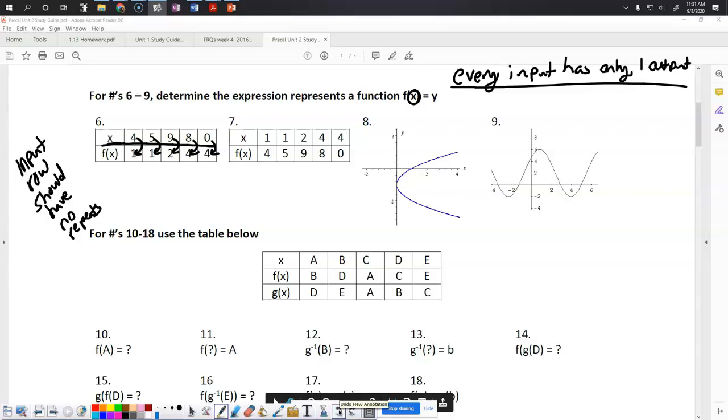Now when I look at number 7, when I look at my input row, I see that 1 is written twice. And that means that when x equals 1, the output can be 4 or 5. So that is not a function. So anytime you have repeated input values, then that's going to be a no. So this one's not a function, f of x equals y. And this one is a function, f of x equals y.